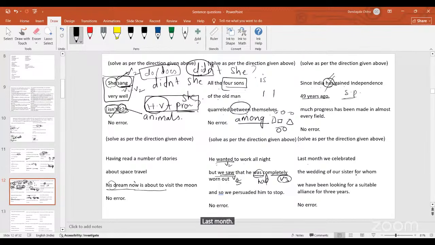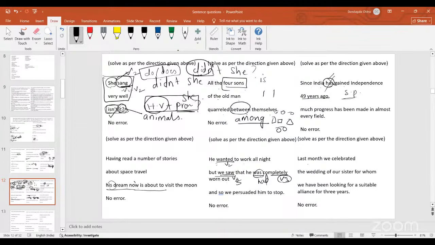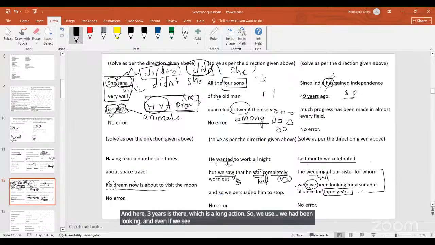Last month, we celebrated the wedding of our sister for whom we have been looking for a suitable alliance for 3 years. Where is the error? It is in option C, option A, sir. We had been, sir. Yes. Last month, we celebrated the wedding of our sister whom we have been looking for. We have been looking for 3 years. Have is used for recent actions. And here 3 years is there, which is a long action. So we use we had been looking, and even if we see, everything is at past.